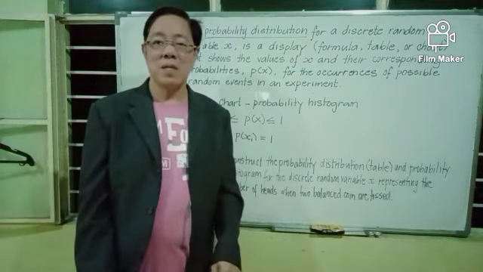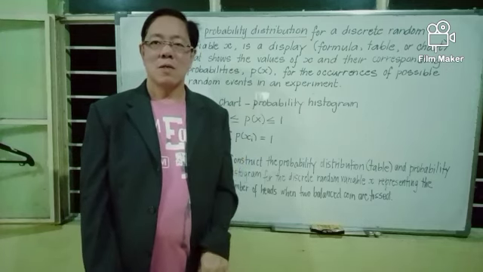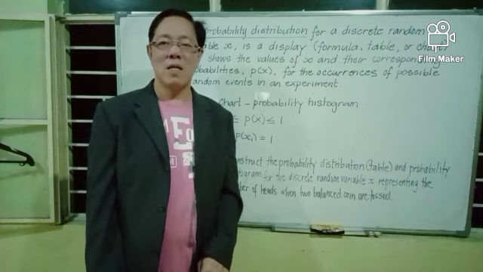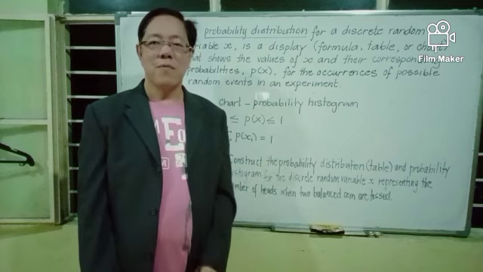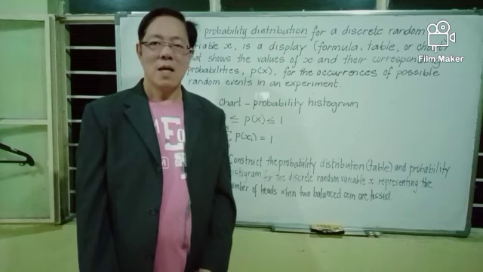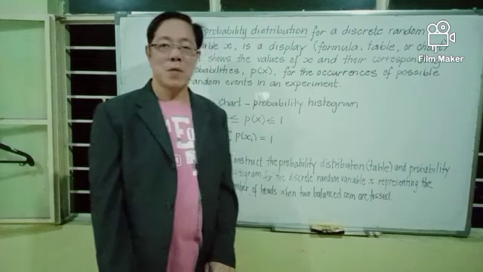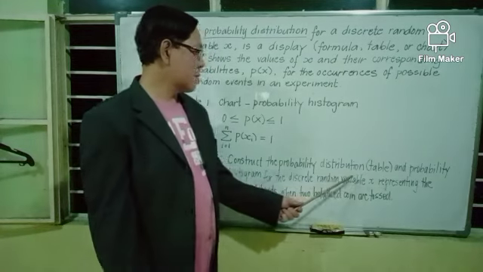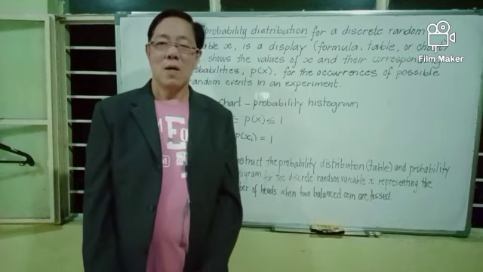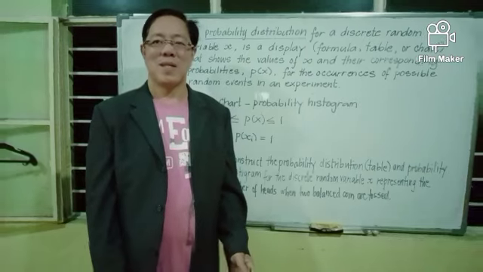The given experiment involves tossing two balanced coins. So there is coin 1 and coin 2, and we will toss these two balanced coins together. For each toss, we note the number of heads. We will construct a probability distribution for the discrete random variable x, representing the number of heads in tossing two balanced coins at the same time.